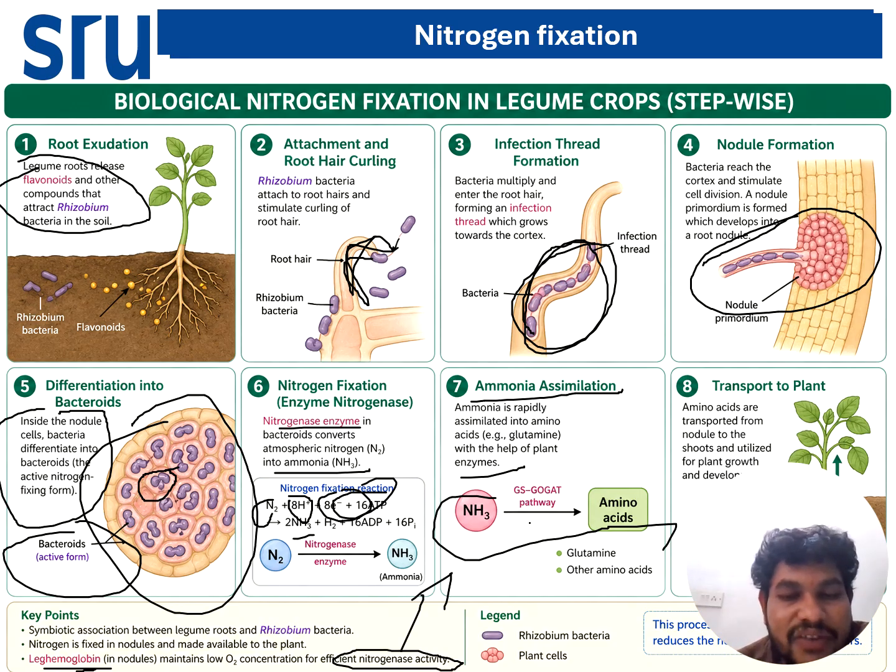So nitrogen fixation efficiency will increase in a low oxygen content, and leghemoglobin will do this work. When leghemoglobin is released, the nodules get a pink color. It indicates that the nitrogen fixation process is going on. So leghemoglobin is required to absorb the oxygen from these nodules, so that the nitrogenase activity is higher.